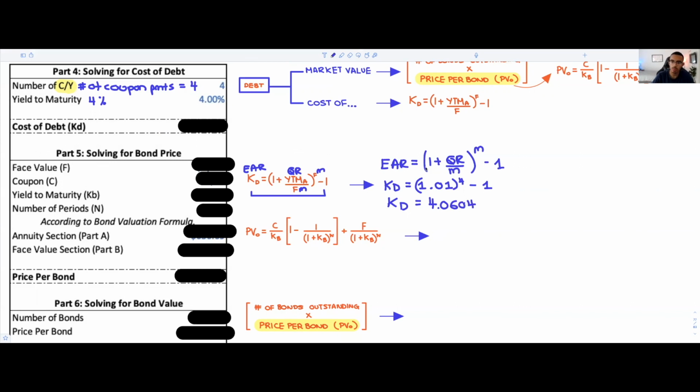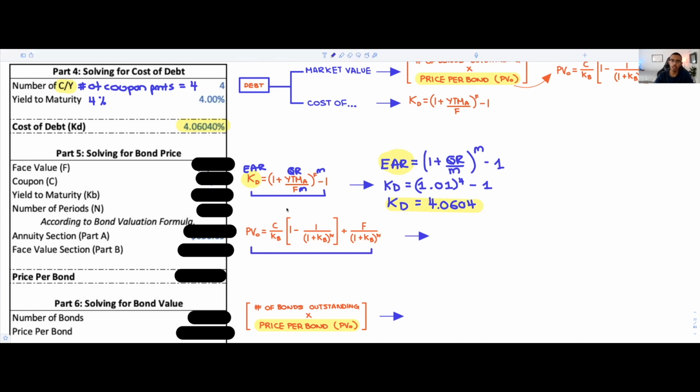0604. We just got our KD. It's literally as easy as that. All that we had to do is use this formula to our advantage. So if you go here, boom, we got the same answer. Look at that. Now we need to find the present value of our bond. In order for us to do that, we have to go back in time and look for our bond valuation formula. And this is exactly that, our bond valuation formula. That's exactly what I highlighted here.